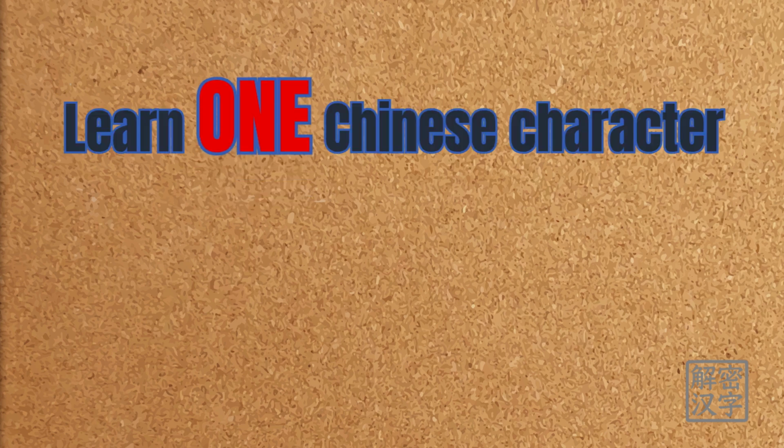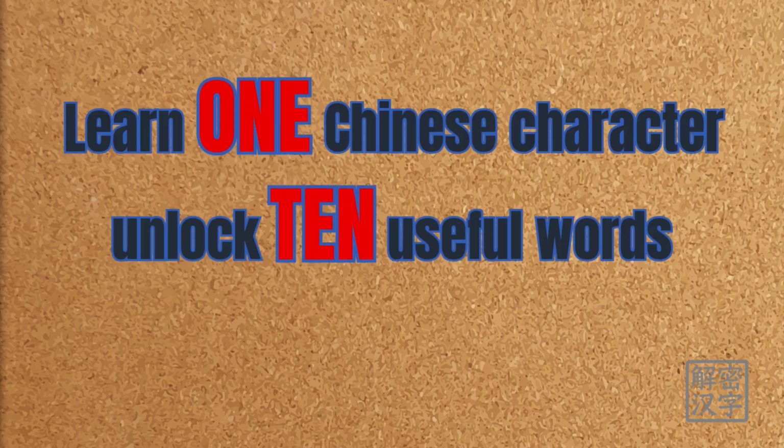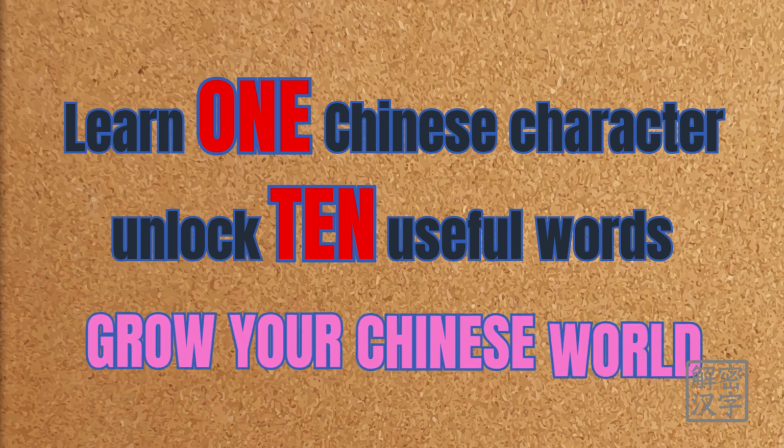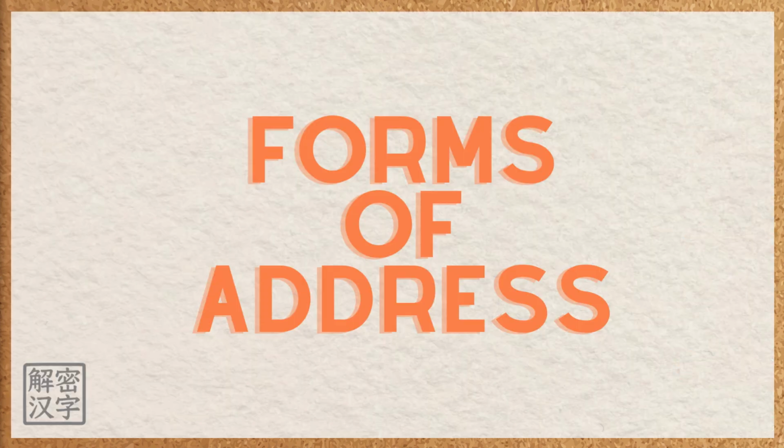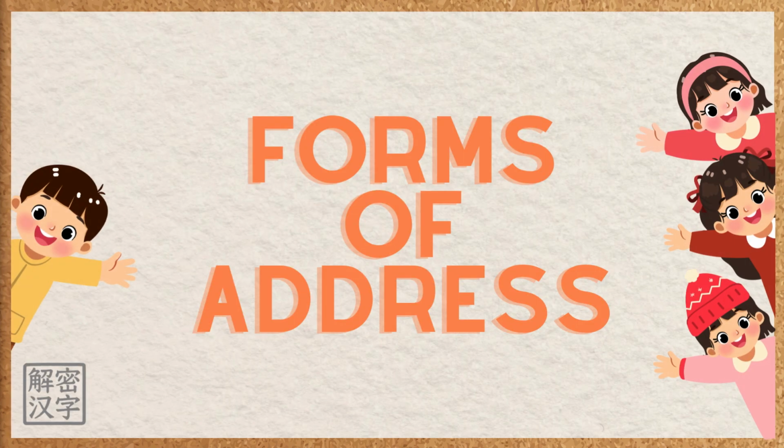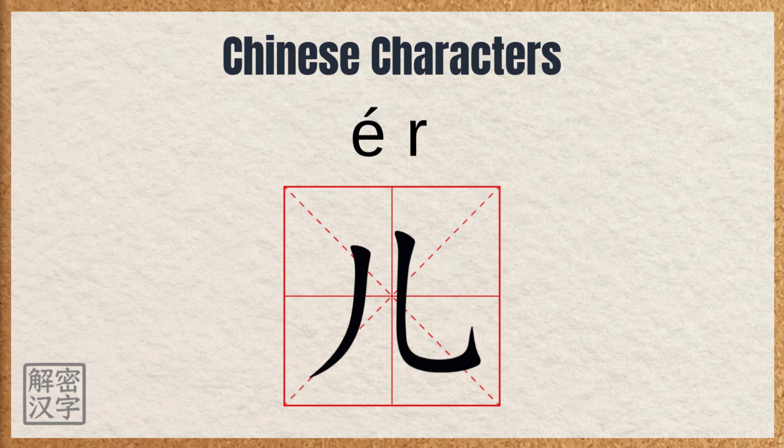Learn one Chinese character, unlock 10 useful words, and grow your Chinese world. Today, let's continue our Forms of Address series. We're learning the character 儿.